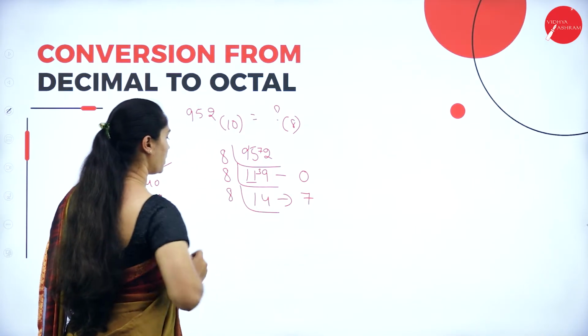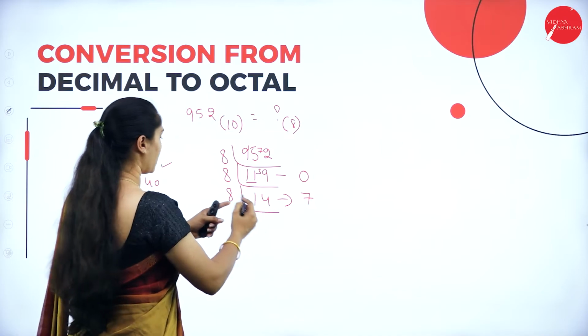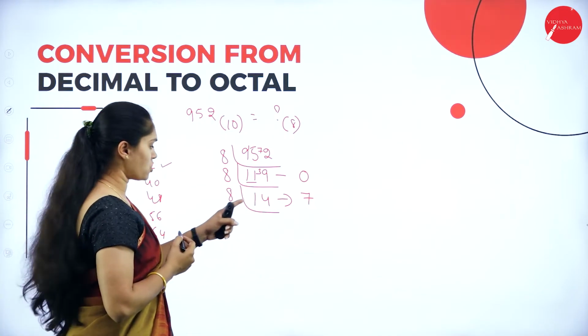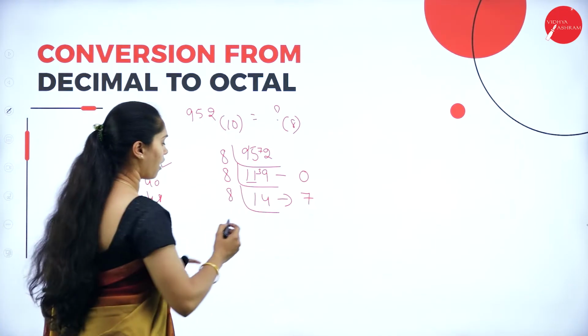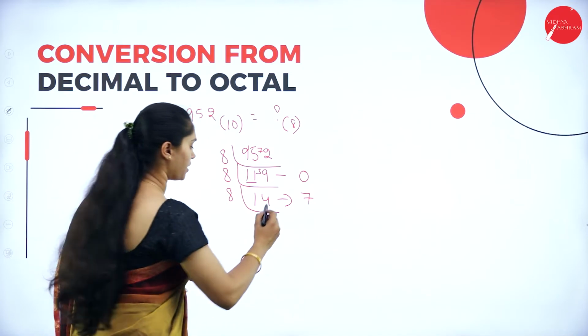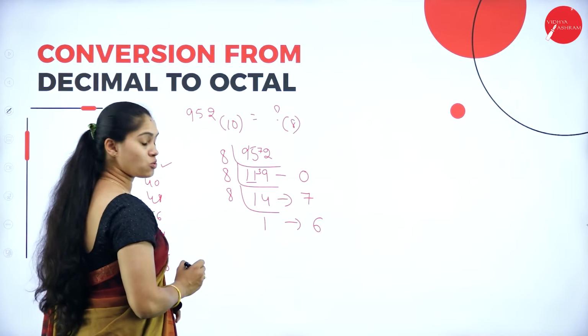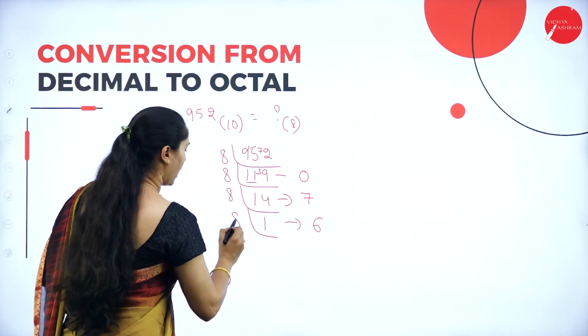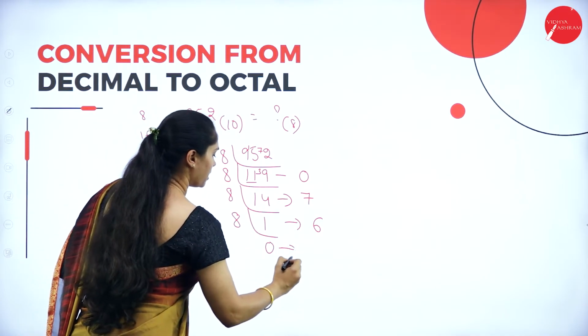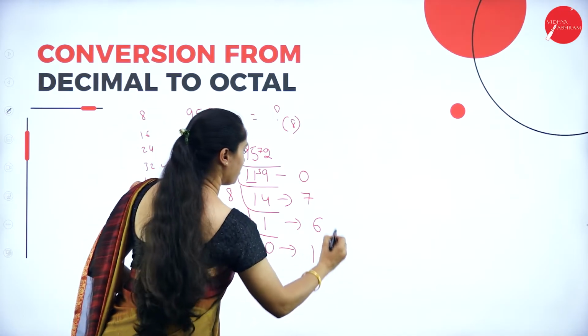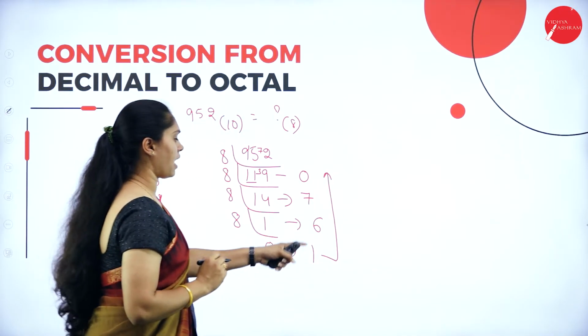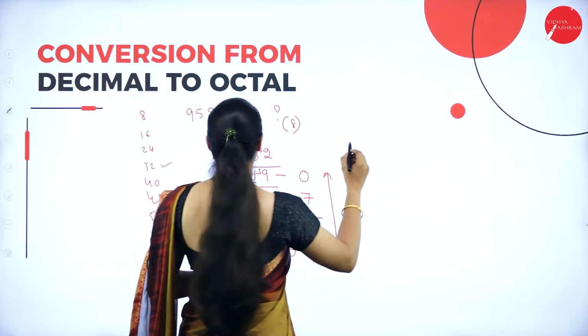Now I will start with dividing it by 8 again. I can't go with the 8 2s are 16 because 14 is lesser than 16. I have to go with 8 1s are 8. Then 14 minus 8 will be 6. I can't divide this 1 by 8. So it will be 8 zeros are 0. The remainder will going to be 1. This is my MSB. This is my LSB. The answer is what? 1670.